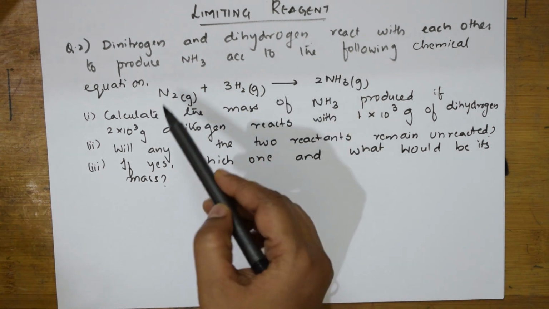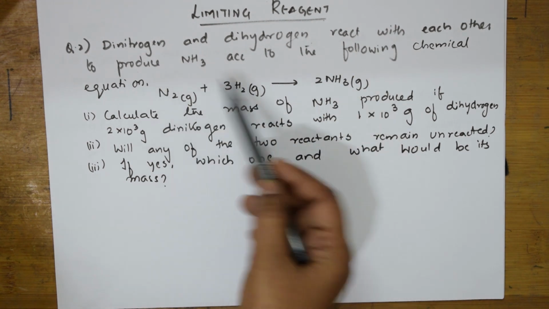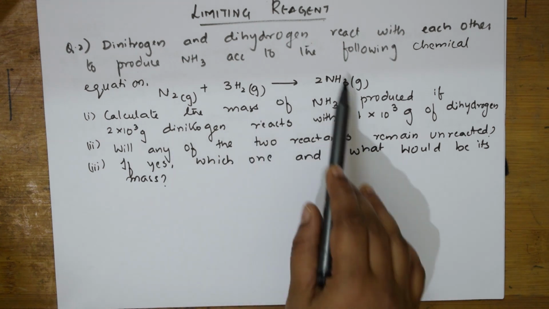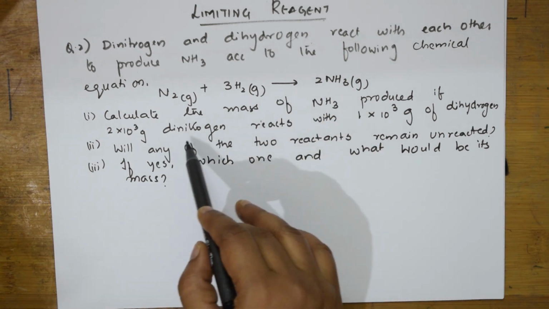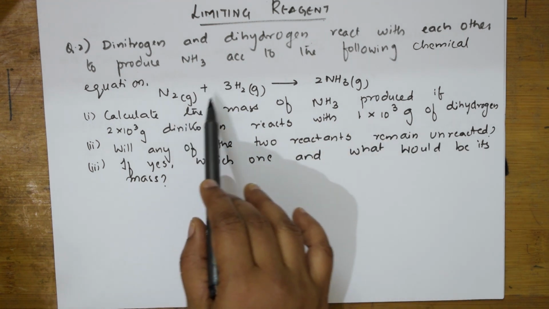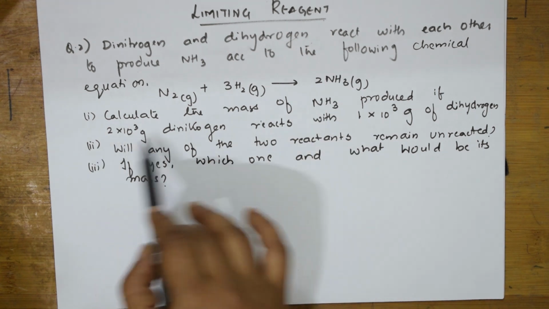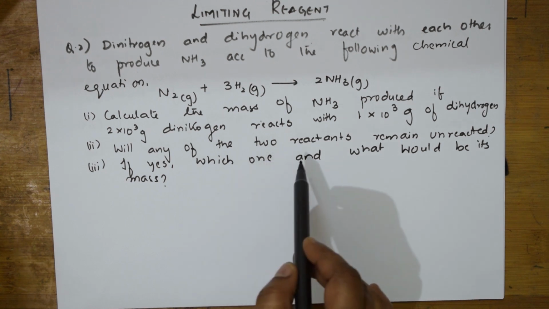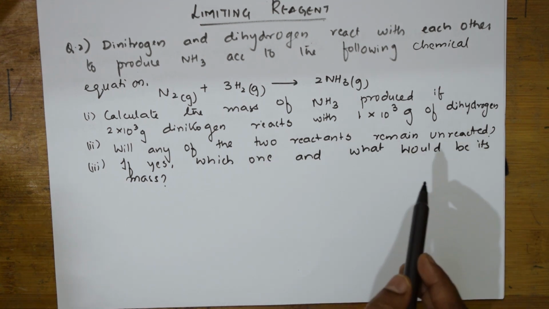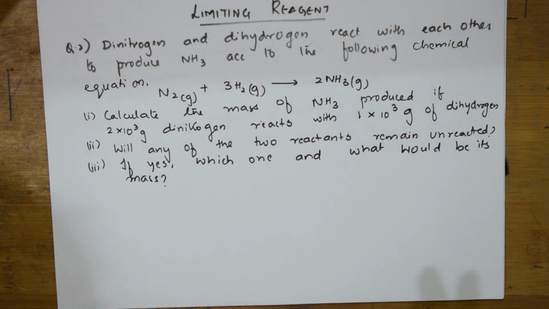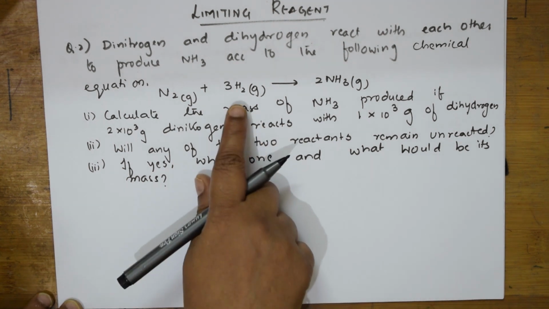Dinitrogen and dihydrogen react, it means nitrogen and hydrogen react with each other to produce ammonia according to the following chemical reaction. Calculate the mass of ammonia produced if 2 into 10 to the 3 grams of dinitrogen reacts with 1 into 10 to the 3 grams of dihydrogen. They have asked us to find the mass of ammonia. Second question, will any of these reactants remain unreacted? I need to find that also. Next, if yes, which one and what would be its mass? They've given us the balanced reaction.